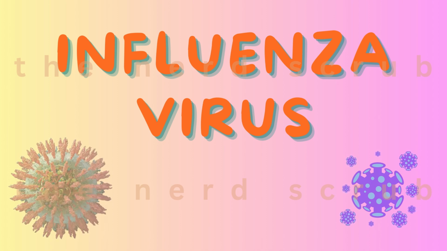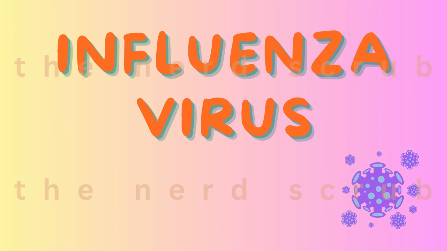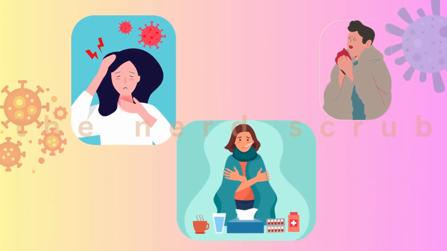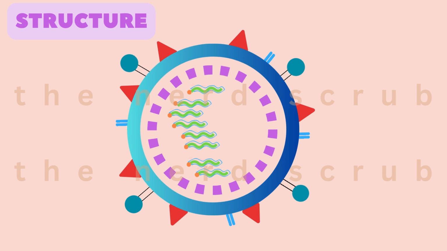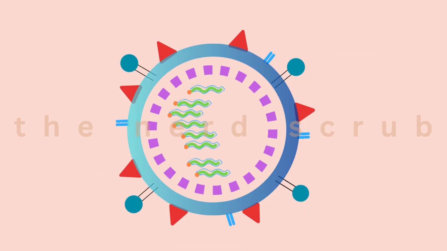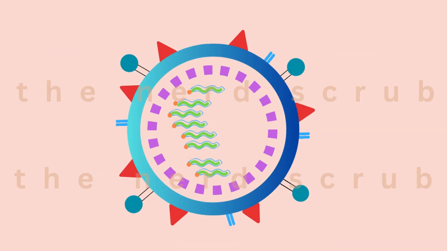Today we are going to talk about influenza virus, that is commonly known as flu. The influenza virus is quite complex. So we will first talk about the structure. It has a segmented negative sense RNA genome with a capsid surrounded by an envelope. The genome consists of 8 RNA segments coding for 11 proteins.